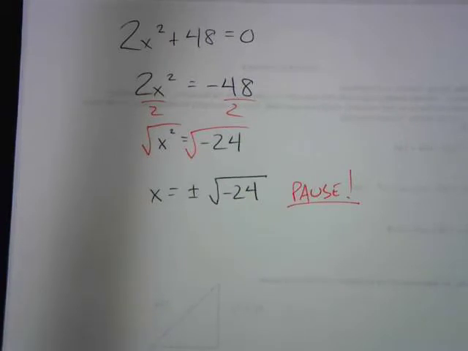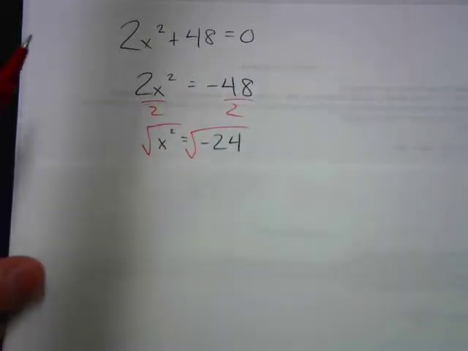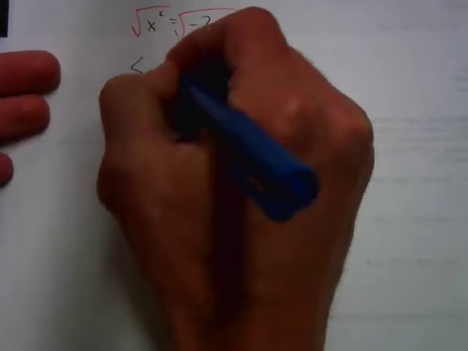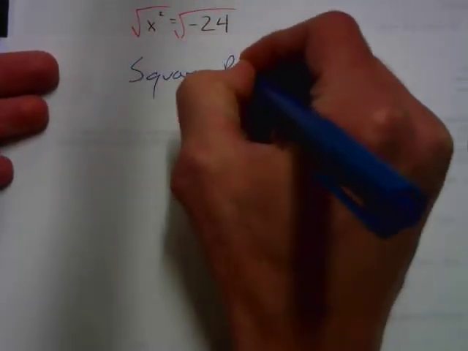That is unreal. And seriously, it's unreal. This is not a real number. There's no such thing as the square root of a negative. So let me hit pause, I'm going to come back to that. Square root of a negative number. What in the world? So how do we deal with the square root of a negative?